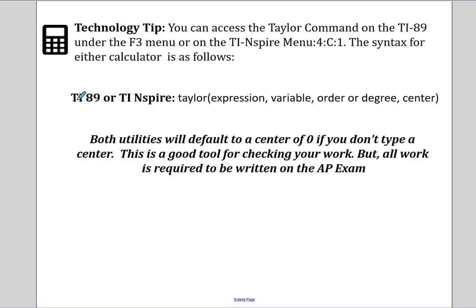If you have the TI-89, that's an older CAS calculator, or the TI Inspire, we want to be able to find the Taylor and then write the expression, the variable, the order or the degree, and then the center. And it's important to note that both of these calculators will default to a center of 0 if you don't type a center. So this is a good tool for checking your work, but all the work that's required on the AP exam will have to be written.